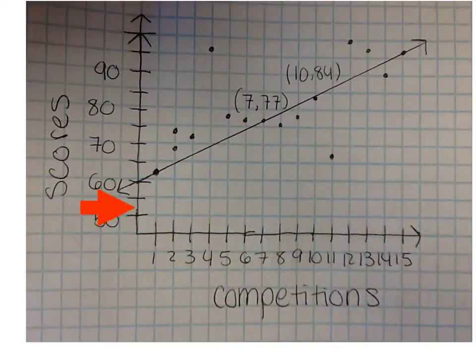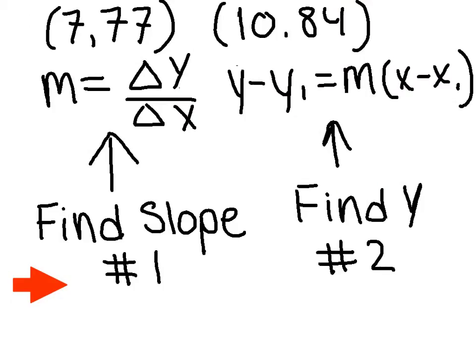So now I found my trend line, and the trend line is a line through your scatter plot that best represents the average of the data set. The points I found were (7, 77) and (10, 84). Now that I have my points, I have to find slope and I have to find y. So this is the equation to find slope, and this is the equation to find y.